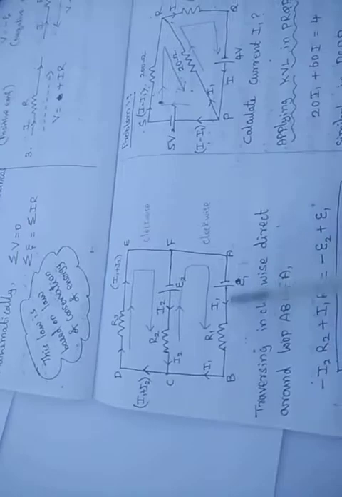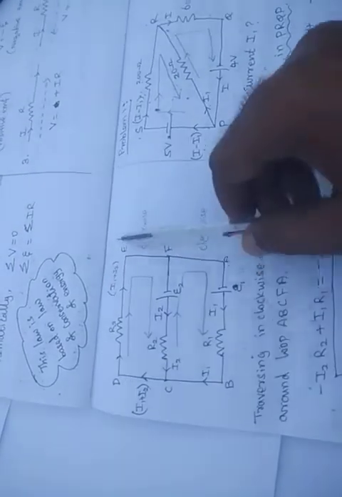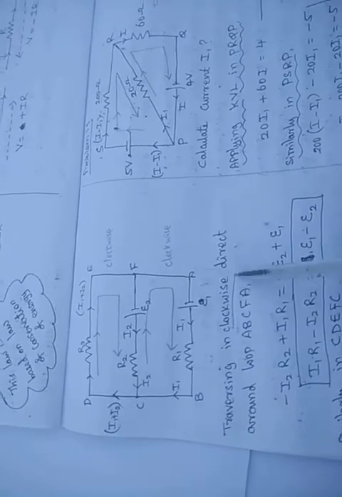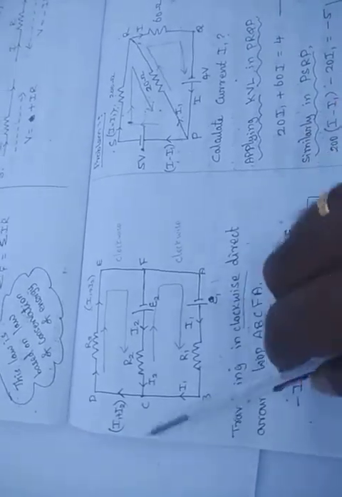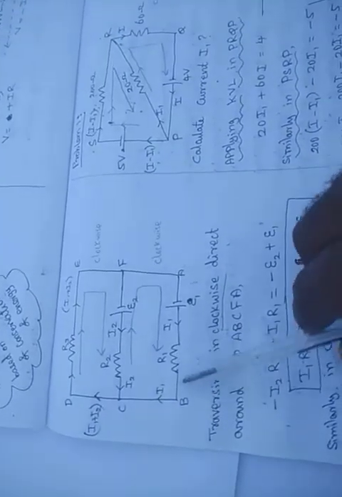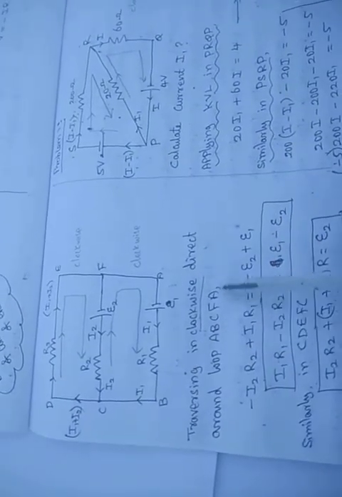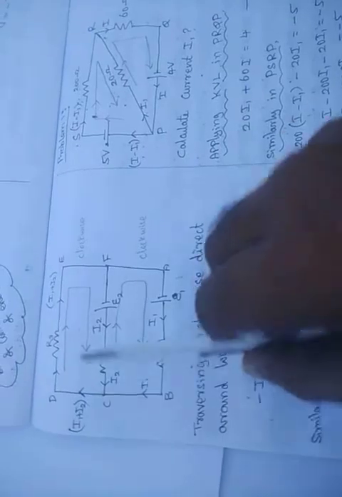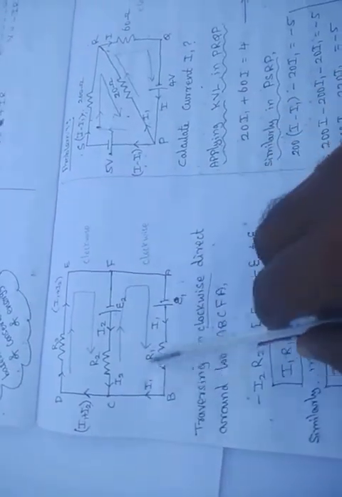So let us assume this network A, B, C, D, E, F. Okay, A, B, C, D, E, F. So let us be traversing in a clockwise direction. So this is a clockwise direction. If you are moving in the clockwise direction, what is a loop? A, B, C, F, A. We take the A, B, C, F, A direction in a clockwise direction.